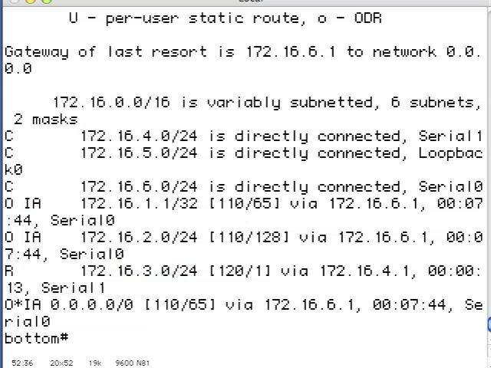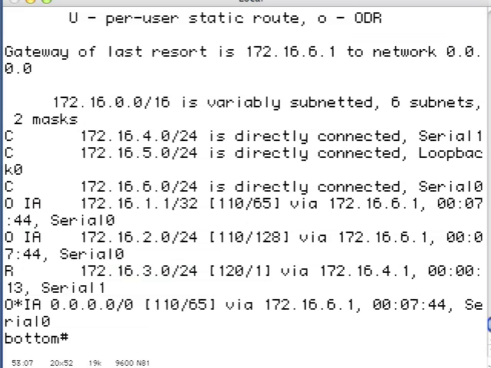A stub area decreases the need to send external LSAs into an area. If you redistribute 1,000 routes into OSPF, then you have 1,000 external Type 5 LSAs in your OSPF area, and that can be a significant level of CPU. That can be a significant use of resources. So you want to stop it.